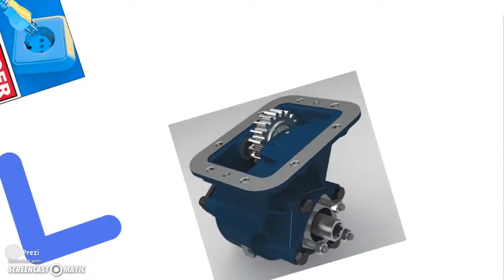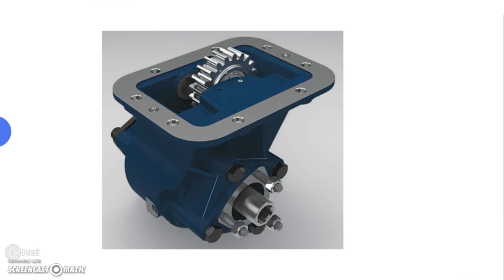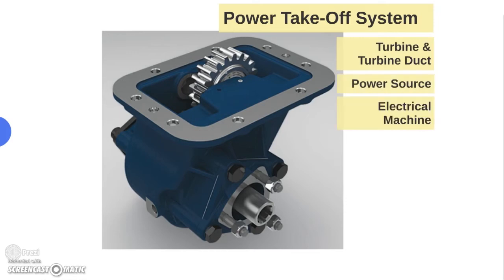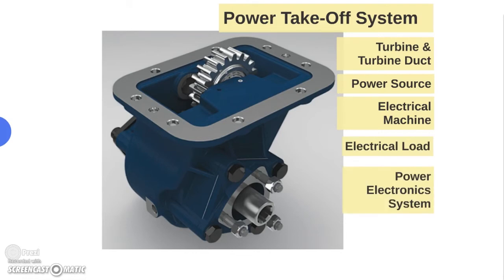A major component of the Ocean Energy Buoy is the Power Takeoff System, or PTO, which is responsible for the conversion of pneumatic to electrical energy and the subsequent distribution of the latter. The PTO consists of a turbine and turbine duct, an electrical power source, an electrical machine, and a load, as well as the power electronic system.